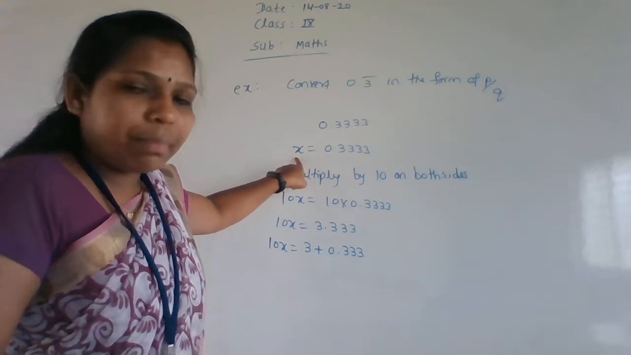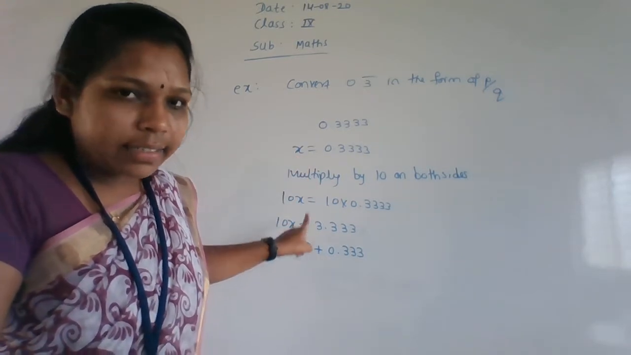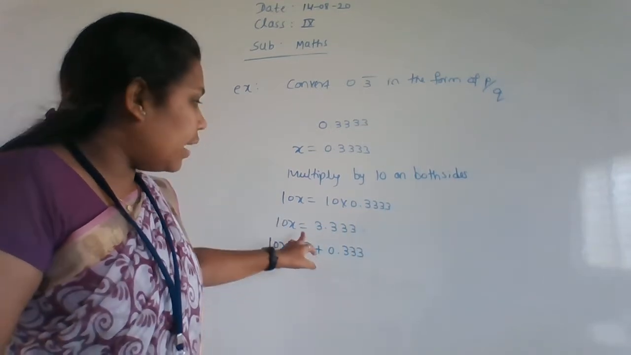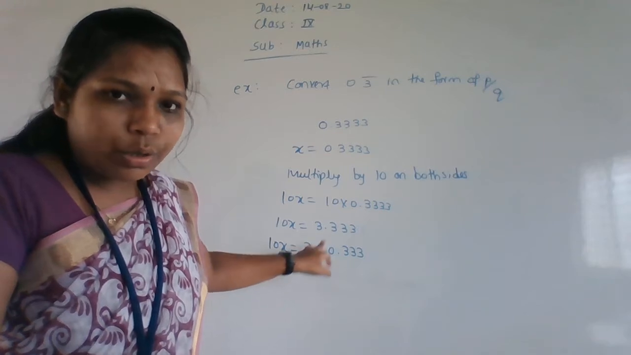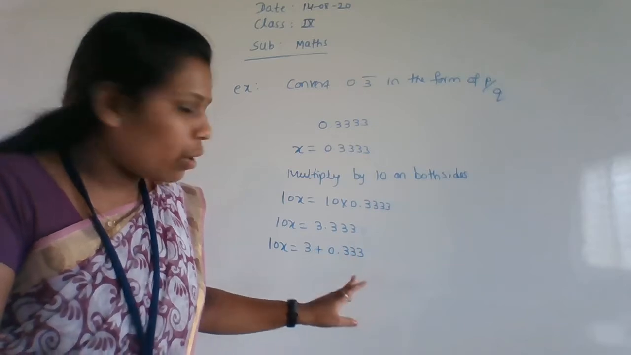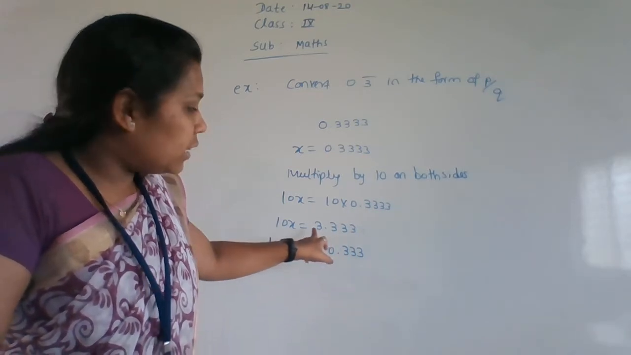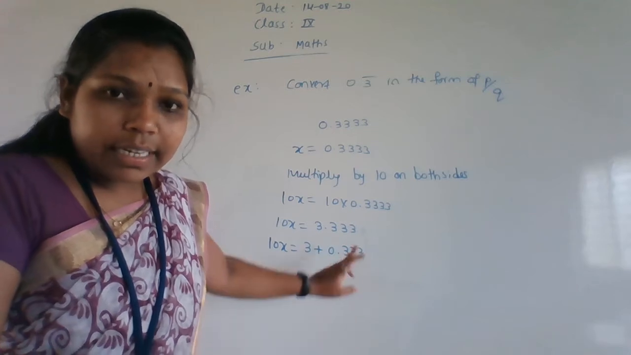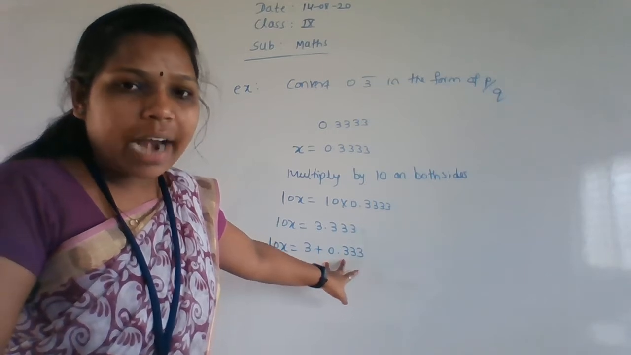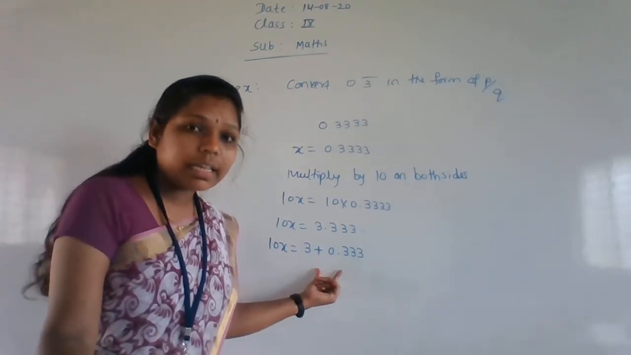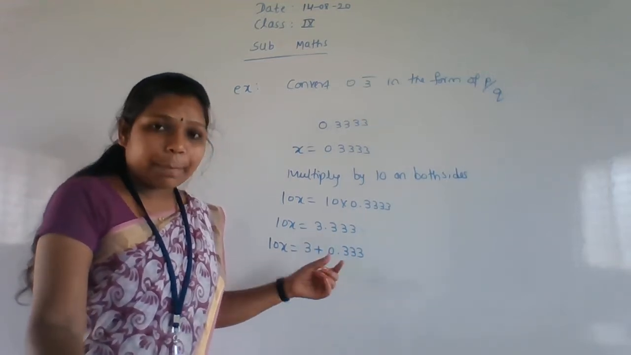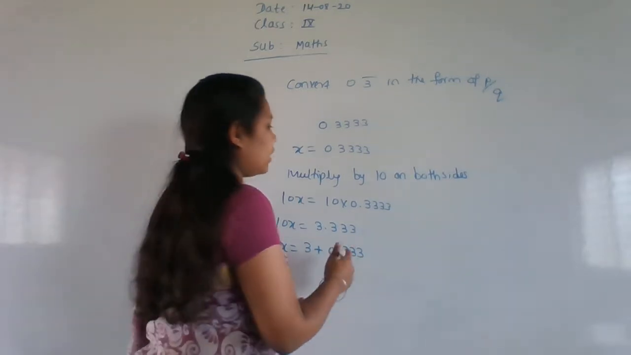Here multiplying with 10 means it becomes 10x, which is equal to 10 into 0.333. Next, 10x is equal to 3.333. Next, 10x is equal to 3.33 can be written as 3 plus 0.33. If we add these two numbers, the answer will again be 3.33 only. So we have to separate the things. What is it like here?